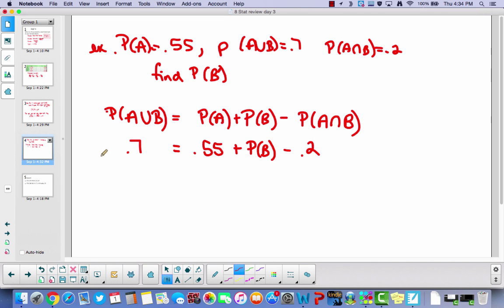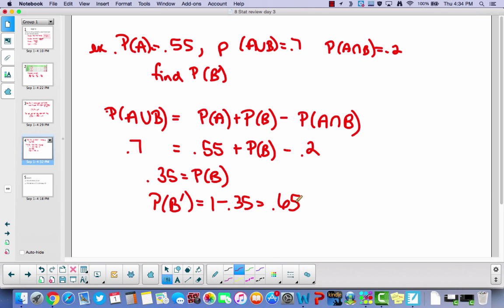So by adding 0.2 to this side and subtracting 0.55 from this side, I get 0.35 is equal to the probability of B. But I want the complement of B, so the probability of B complement is 1 minus 0.35, which is 0.65. If you like to illustrate these on a Venn diagram, you are welcome to do so. You just need to think about what those represent.